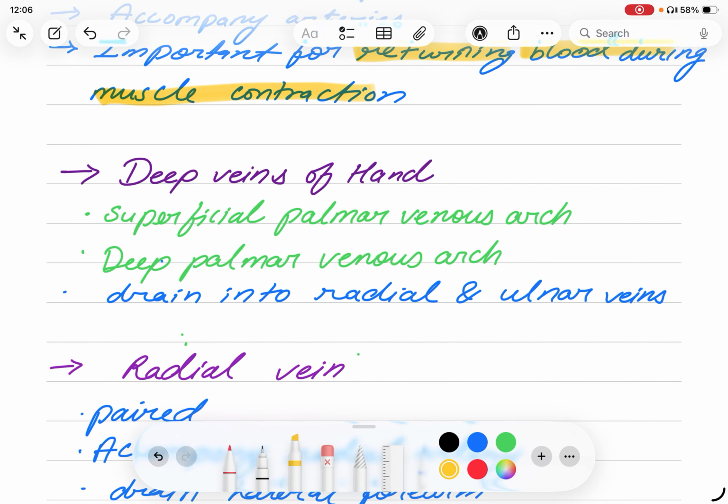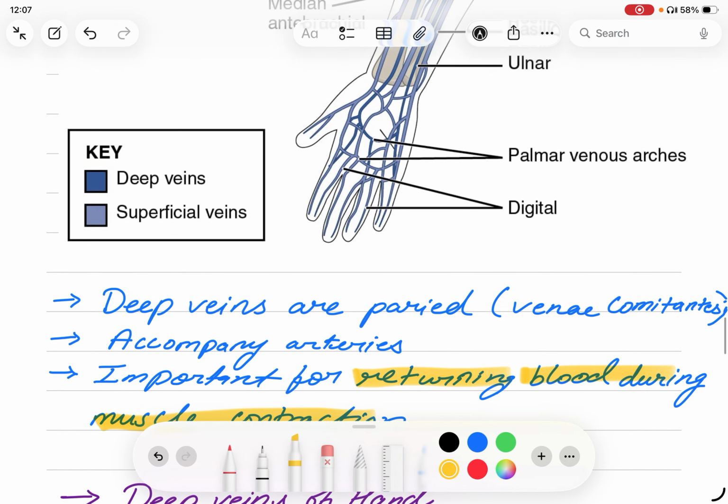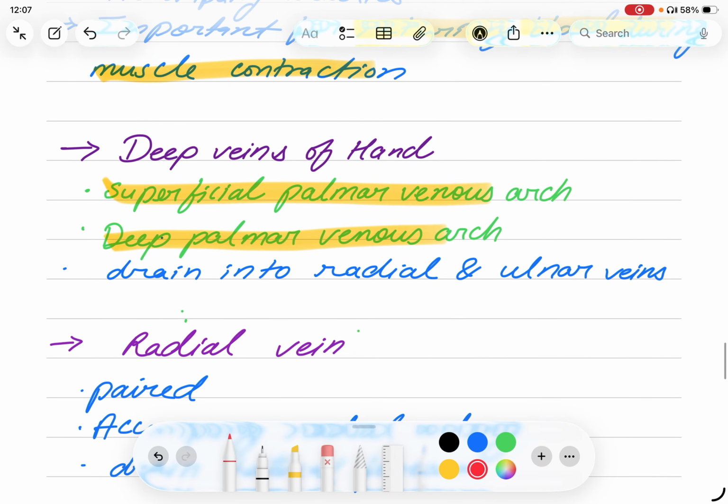First is the deep veins of the hand. These are the superficial palmar venous arch and the deep palmar venous arch. Here you see this is the deep palmar venous arch, dark blue. And light blue, this is our superficial palmar venous arch. The deep veins of the hand drain the blood into the radial and ulnar veins.